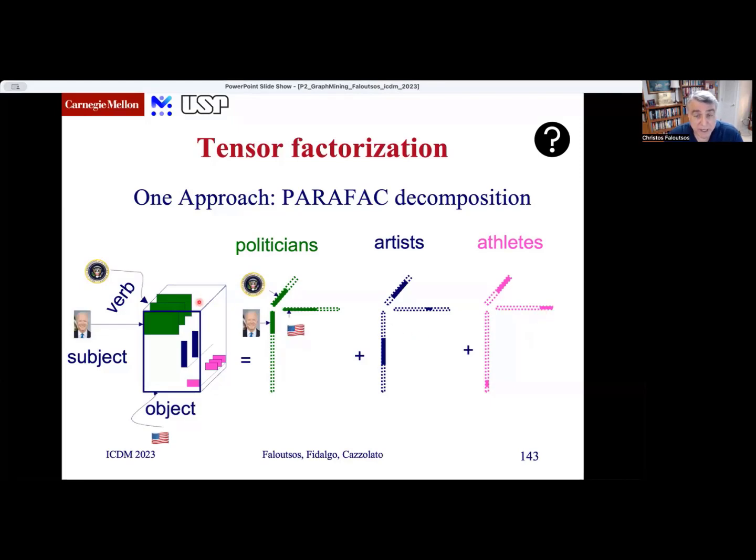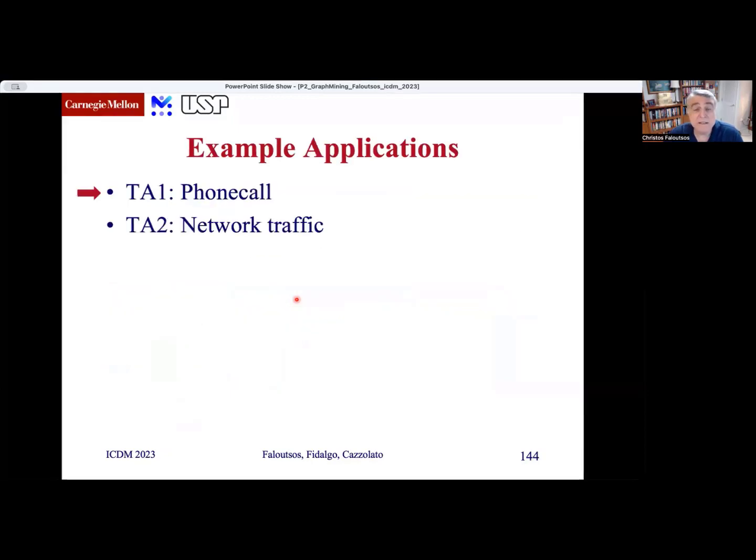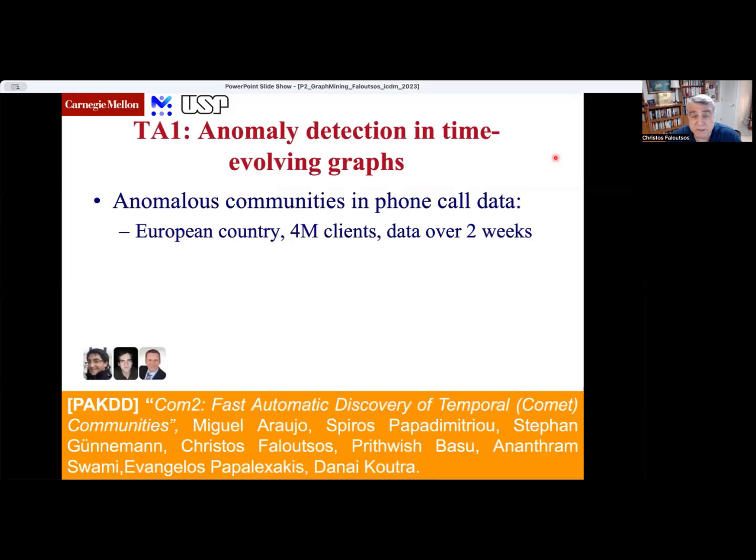So if we have nice boxes, the green, the blue, and the pink, then the PARAFAC decomposition will give us one triplet for every such box. So it will find hidden variables the same way SVD finds hidden variables in two-mode matrices. There are a lot of details, of course, and we'll see the code. We'll give pointers to the code later. But let's see this applied in two settings. One is a phone call data set, and the other is a network traffic data set.